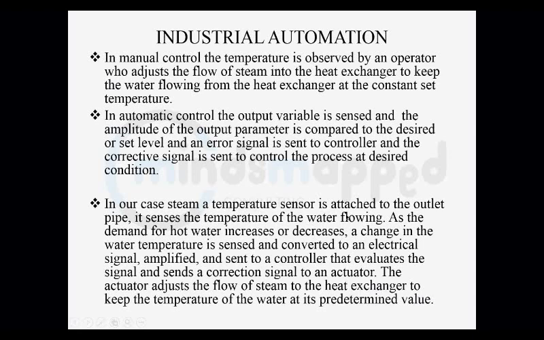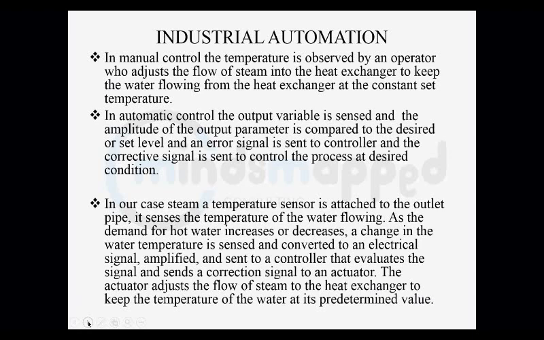So in our case, a temperature sensor is attached to the outlet pipe. It senses the temperature of the water flowing. As the demand for hot water increases or decreases, a change in the water temperature is sensed and converted to an electrical signal, amplified and sent to a controller that evaluates the signal and sends a correction signal to an actuator. The actuator here is the steam inlet valve, right? The actuator adjusts the flow of steam to the heat exchanger to keep the temperature of the water at its predetermined value. So this is what I just explained, but in simpler terms, right?